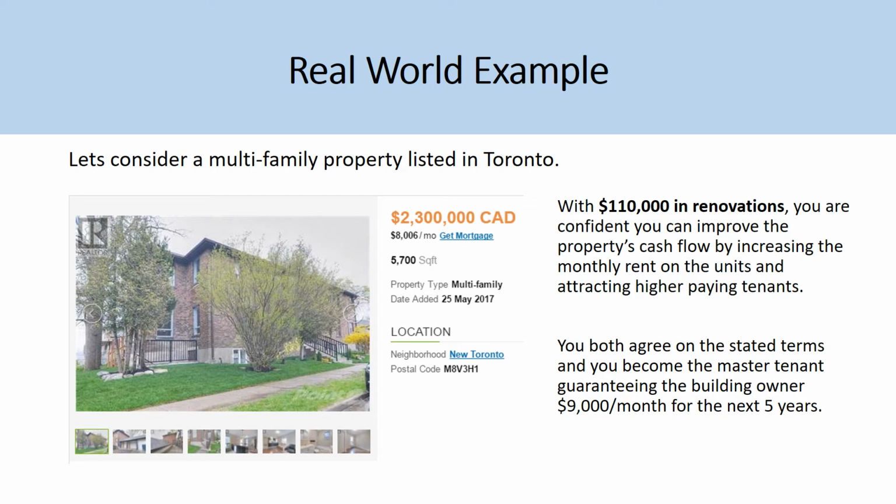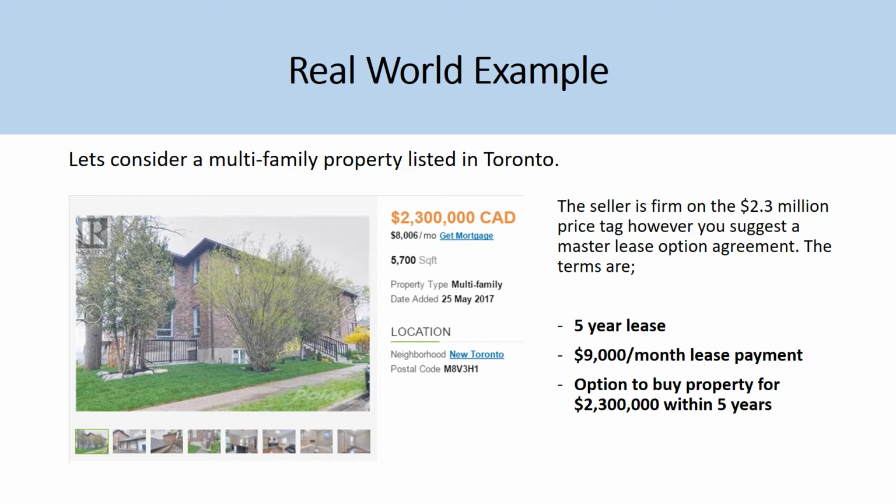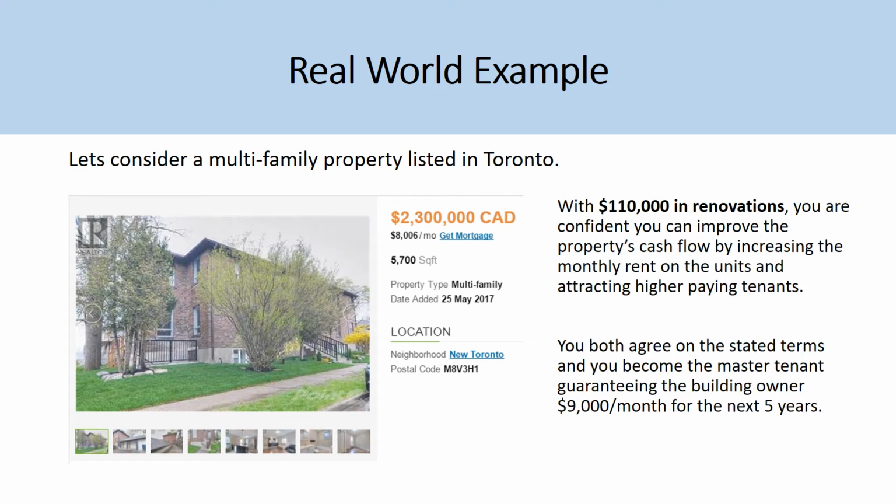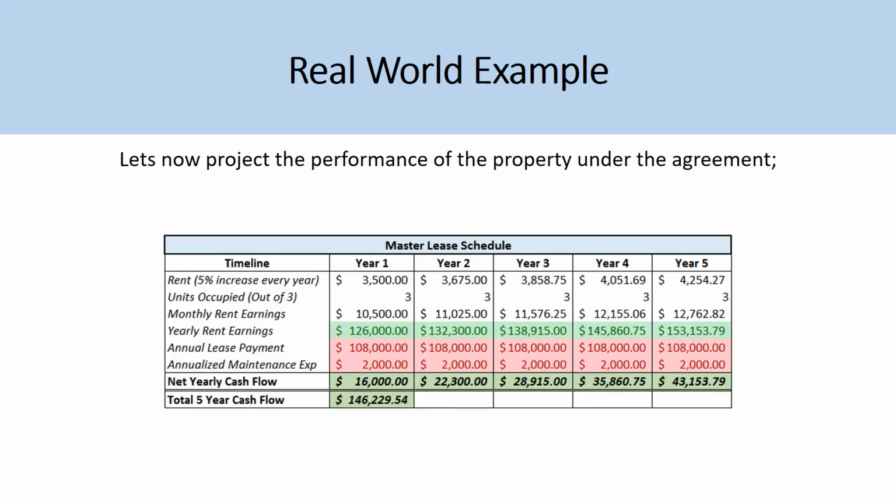So in the end, looking at the market and after much due diligence, both the seller and I decide on the stated terms: 5 years at $9,000 a month in lease payments, with the option to buy the property whenever in the next 5 years for $2.3 million. And so we agree on that for the next 5 years. Now I project the performance of the property under these terms. Let me walk you through this.